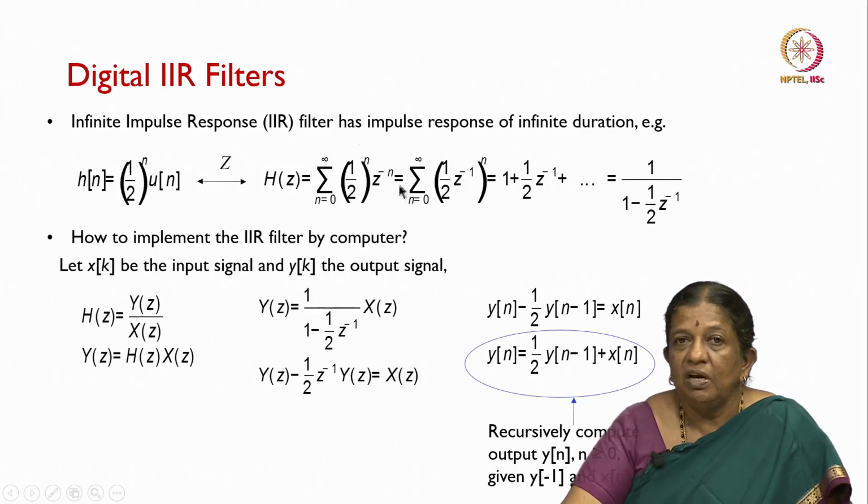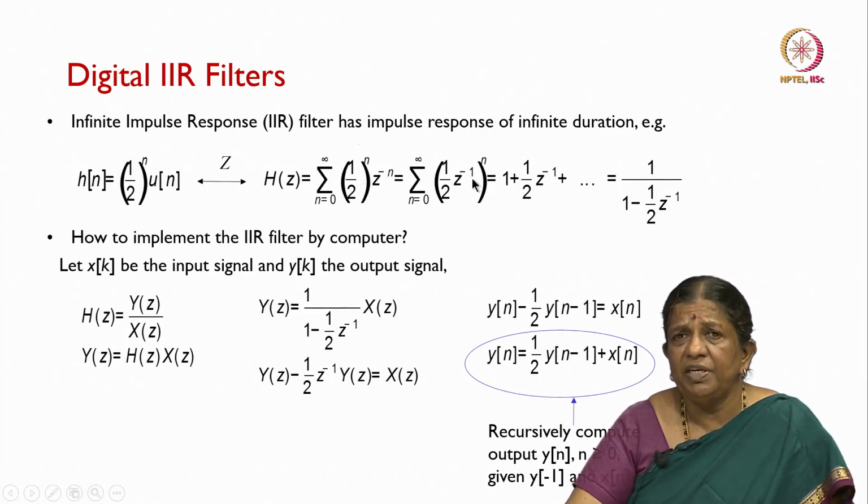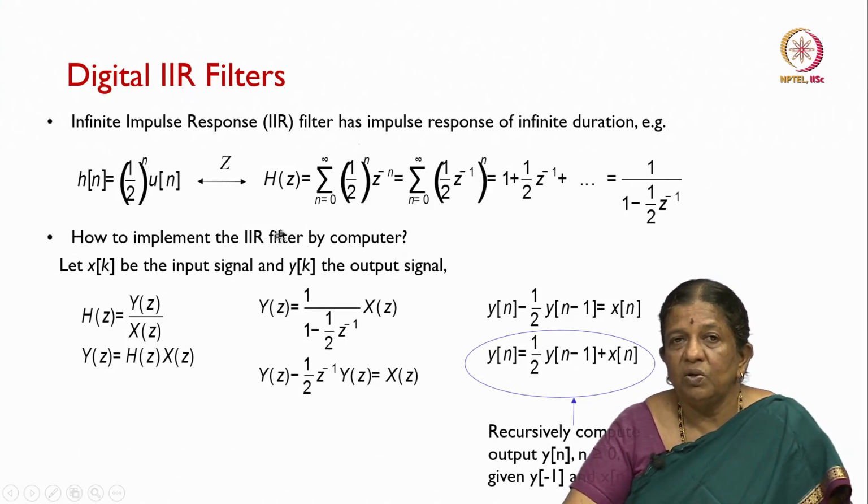So, we change the summation limits to 0 to infinity. Expand the summation, which becomes 1 plus half z to the power minus 1 plus etcetera. So, we will be getting 1 by 1 minus half z to the power minus 1. Now, how to implement this IIR filter by computer, we will look at it.